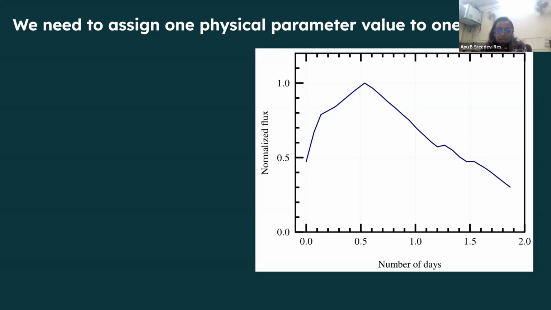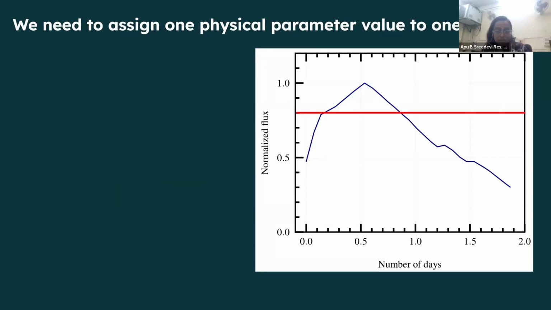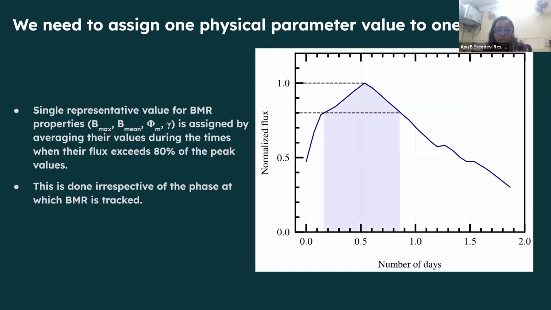Suppose that this is the flux evolution of a typical BMR. It increases and then decays. Now this is the time period greater than 80% of the maximum. That red line represents that. So we assign a single representative value by averaging the values in this time period.